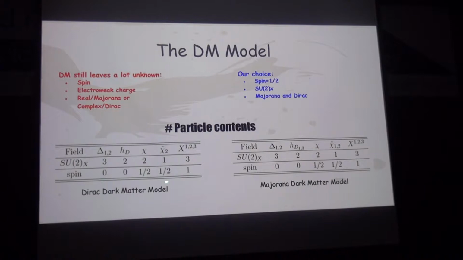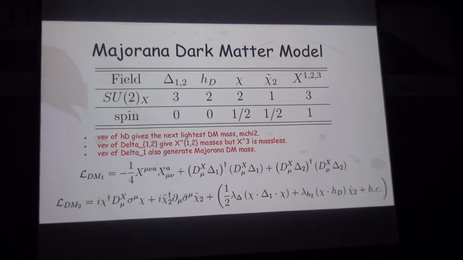And then, in our Majorana dark matter model, we have two scalar fields which can generate the mass, and then the VEV of this HD can give the next lightest dark matter mass, this MKI-2. And then the VEV of delta-1-2 gives the mass of this dark SU(2) gauge boson, but X3 is massless. The VEV of delta 1 also generates the Majorana dark matter mass. You can think about this as kind of a right-handed neutrino type.